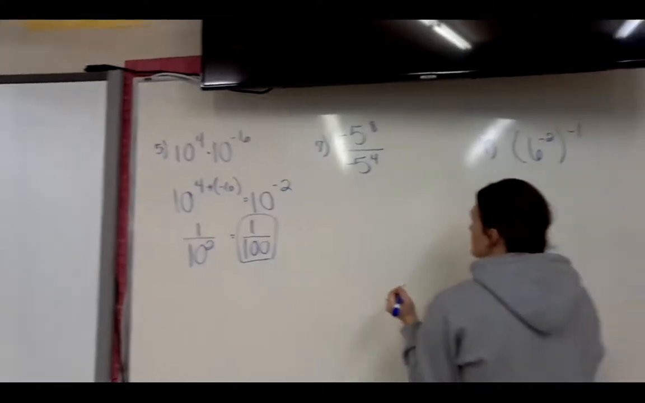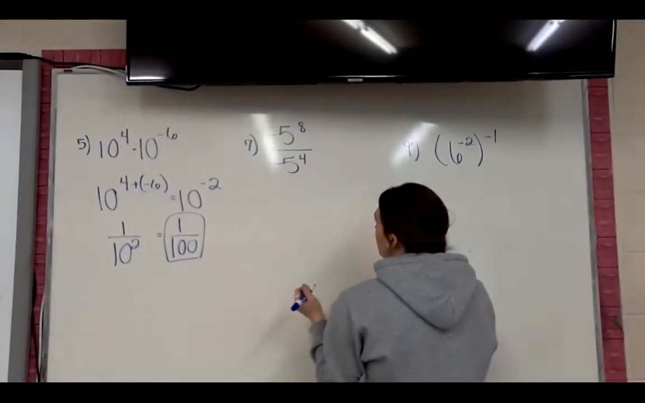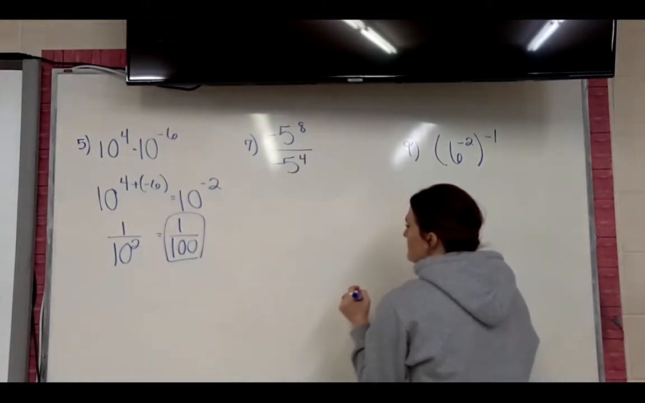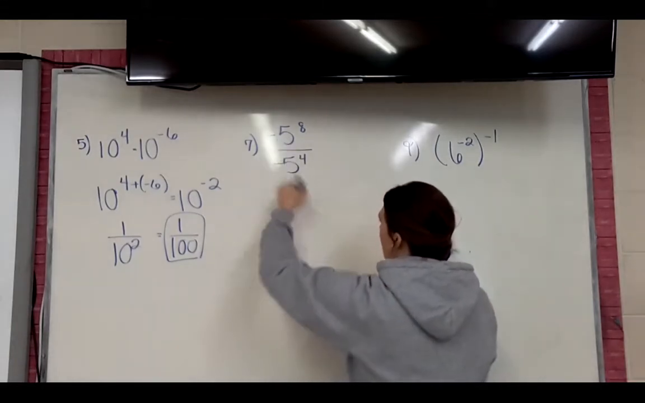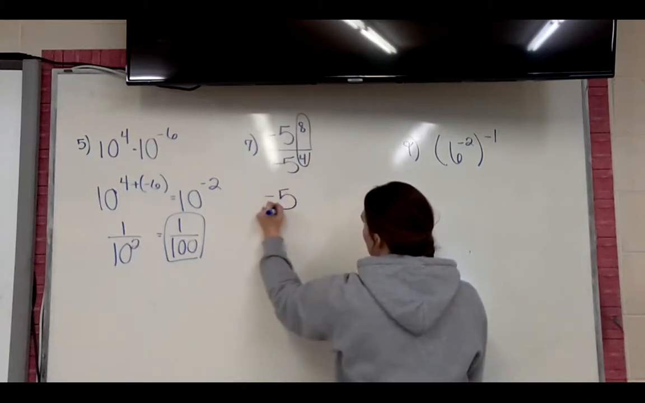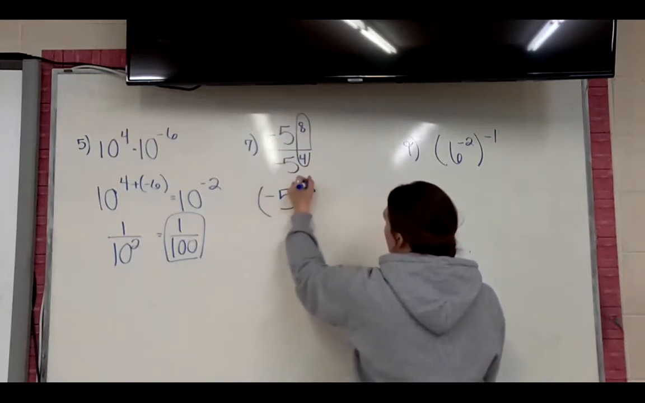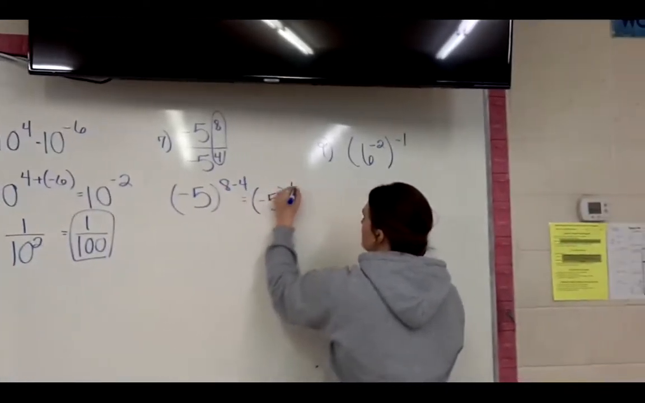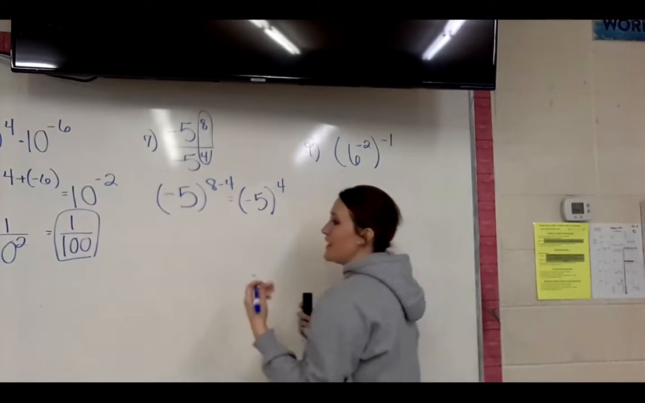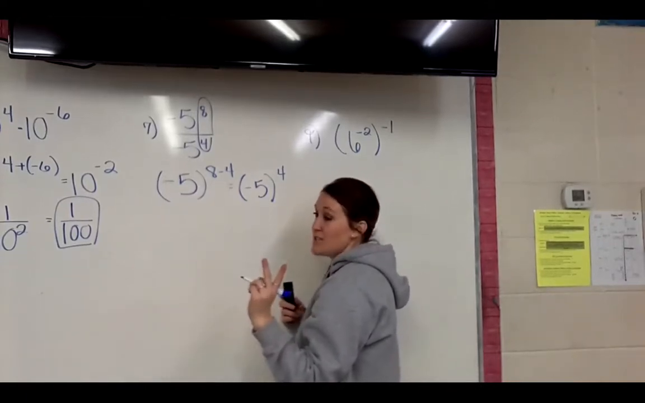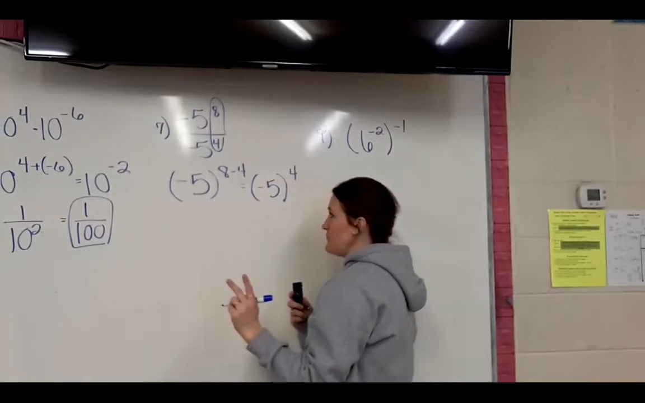Okay, on number 7, we have negative 5 to the 8th power divided by negative 5 to the 4th power. Since the bases are the same, they're both negative 5, you subtract your exponents. So I have negative 5, 8 minus 4. 8 minus 4 is 4, so I have negative 5 to the 4th power. Then we can solve that. Negative 5 times negative 5 is positive 25.